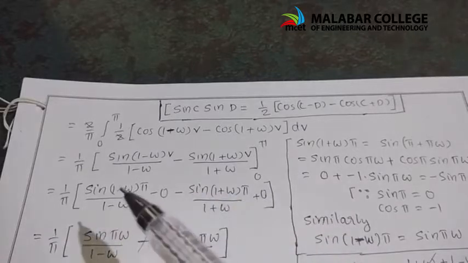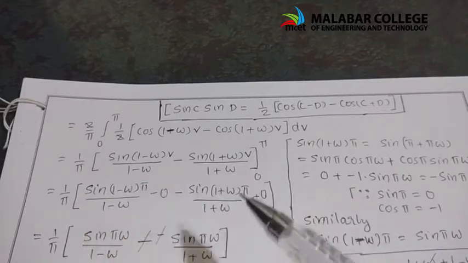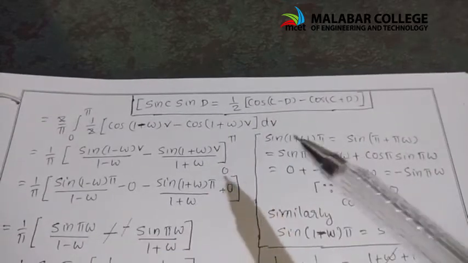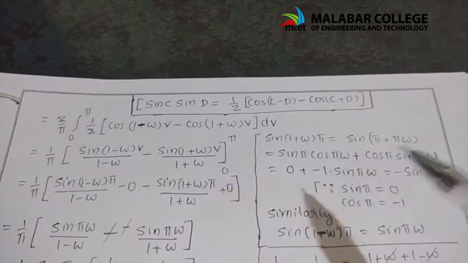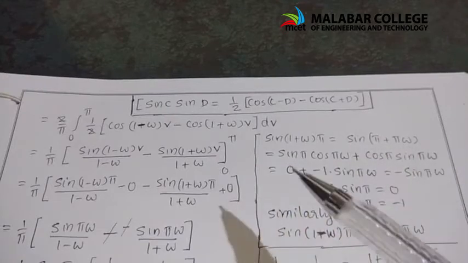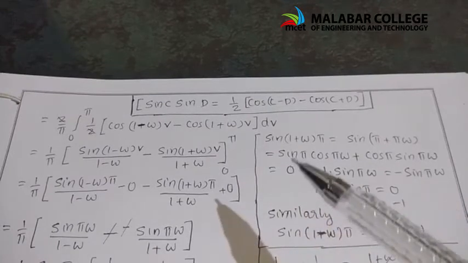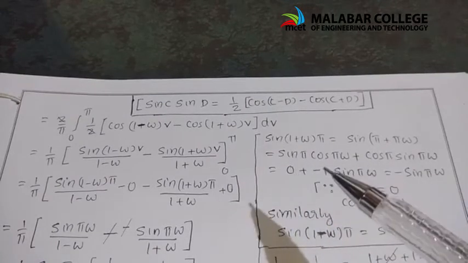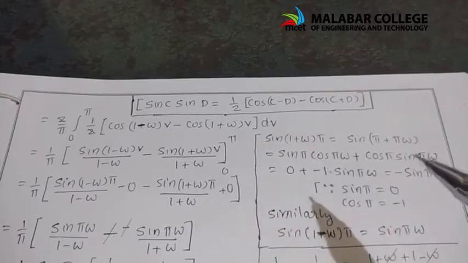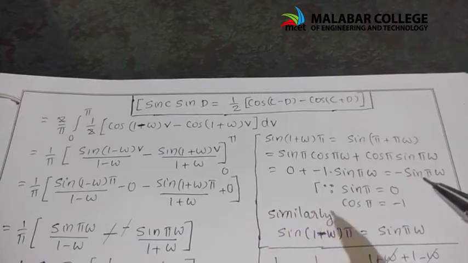Next we have to find out what sin of 1 plus omega pi and sin of 1 minus omega pi are. First of all, I am taking sin of 1 plus omega times pi, which is sin of pi plus pi omega. We know sin of a plus b is sin a cos b plus cos a sin b. Sin pi is 0, cos pi is negative 1. So this term is fully 0, and cos pi is negative 1. The remaining is sin pi omega, so it is equal to minus sin pi omega.